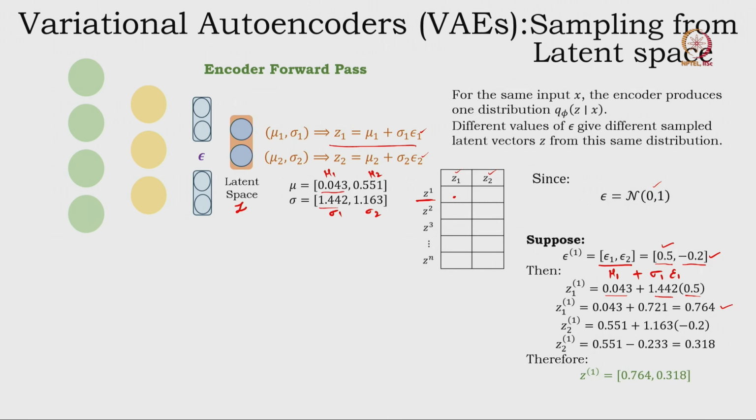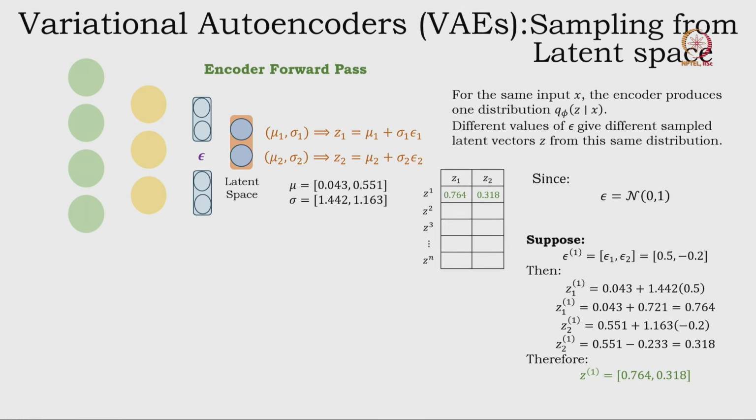Now, in a similar way you have to calculate z2. z2 is given by the formula mean 2 plus standard deviation 2 times the noise. So this is the mean 2 value, this is this value, and we are considering this. So do the calculation, and we are obtaining this value. This is the value that we have obtained. Can you see? This is what we have obtained.